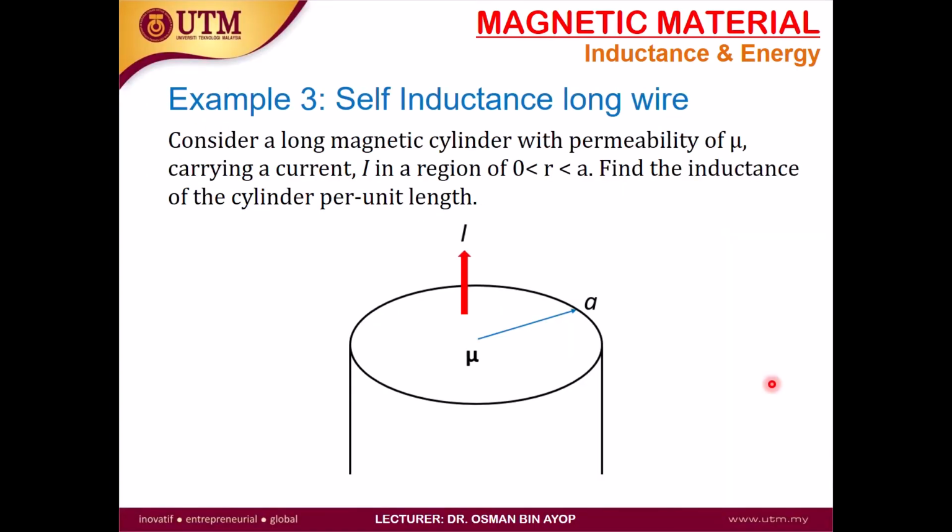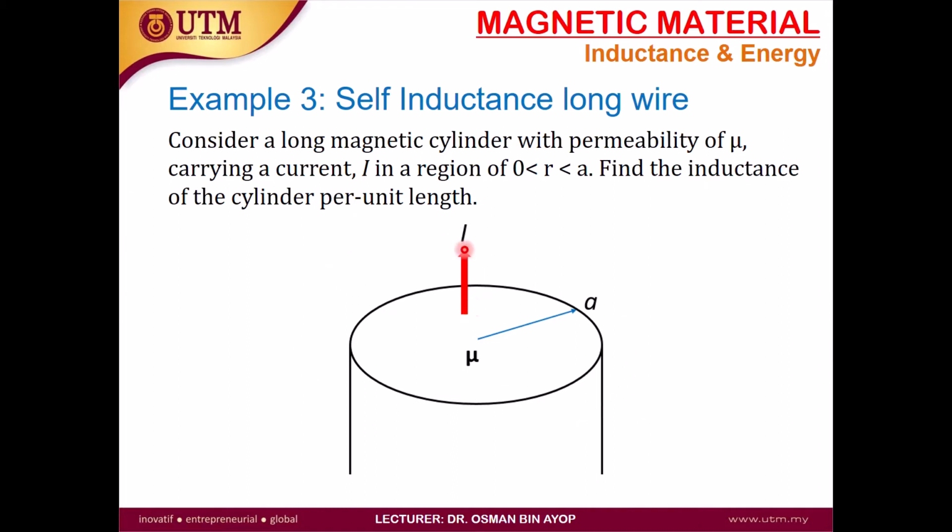Let's see example 3. This example is about self-inductance of a long wire. The question is, consider a long magnetic cylinder with a permeability of mu carrying a current I in a region for R between 0 and A. Find the inductance of the cylinder per unit length.